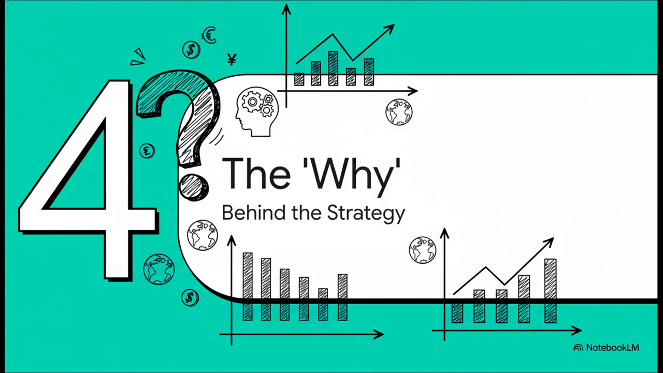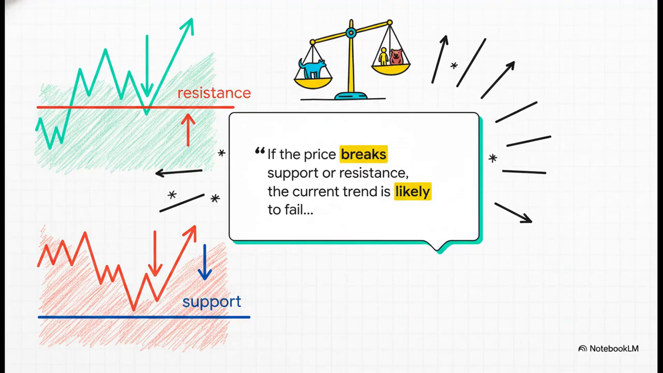So we know the what and the how. But to really trust a strategy, you need to understand the why. Why is this simple rule so powerful and so widely used by traders all over the world? Here's the core logic. A support or resistance level is a line in the sand. It represents a consensus between buyers and sellers. When the price breaks through that level, it's a huge signal. It's telling you that the market sentiment might have shifted, and your original reason for getting into the trade, well, it may no longer be true.